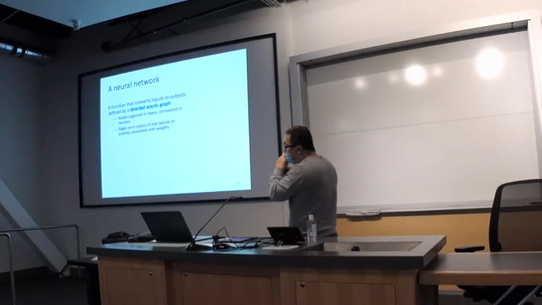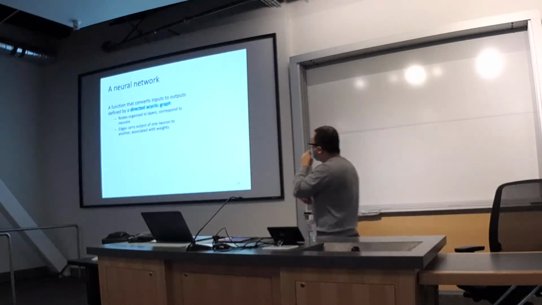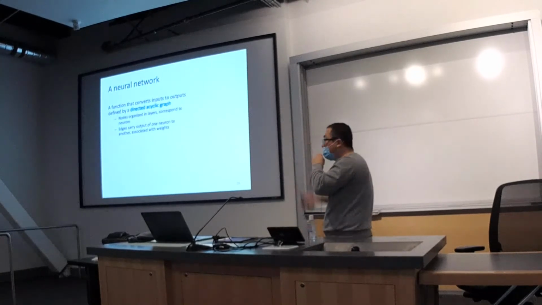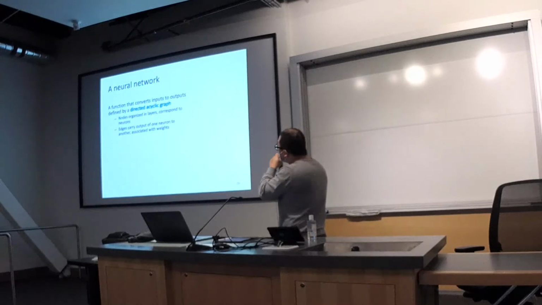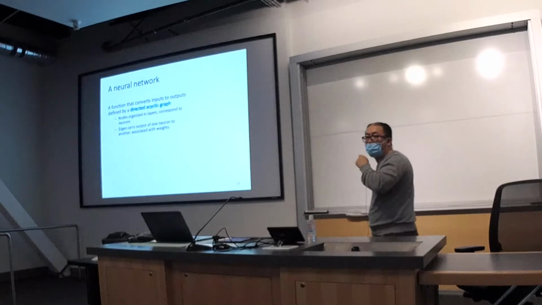Then a neural network is a network that organizes a bunch of different neurons. You can view it as a function that converts inputs to outputs defined by a directed acyclic graph. There's no cycles in the graph, right? Nodes are organized layer by layer, and each node corresponds to a neuron. And edges carry the output of one neuron to another, and they are attached with weights.